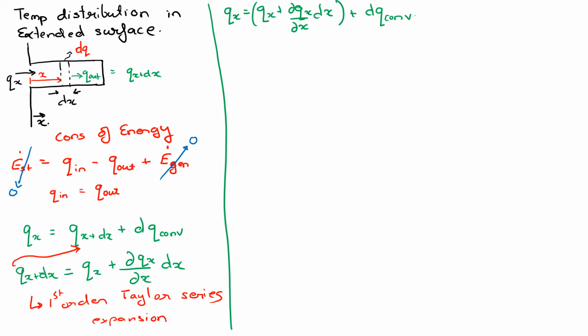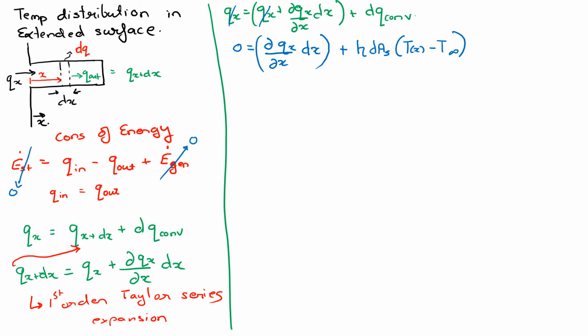Now we can write the dq convection by Newton's law of cooling, but before that our Qx's cancel out and we have 0 on the left hand side, and that 0 will be equal to del Qx by del x into dx plus, we can write convection as h into the surface area of that small control volume, which is dAs, times the temperature difference, and the temperature of that control volume is T of x, and the temperature of the surrounding is T infinity.